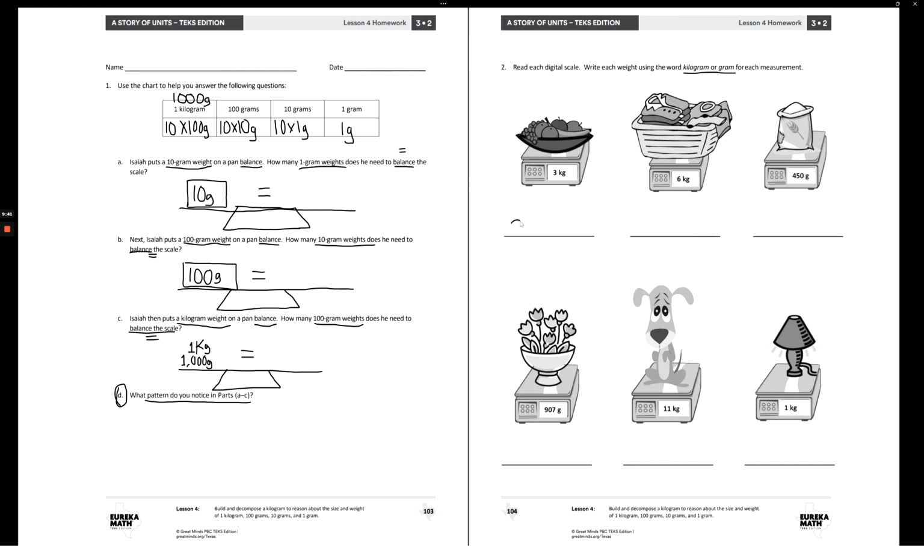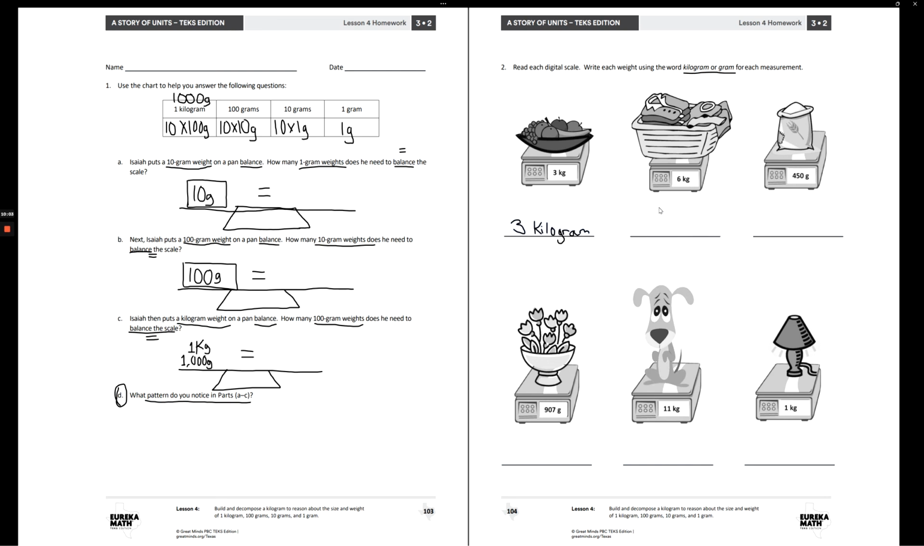So on the first one, we have 3. We know that's our number. And we're going to look, is this kilogram or gram? It says kg, which means kilogram. You'll have to ignore my terrible handwriting. I'm using a mouse, but I'll do my best. Now we have 6 kg here.